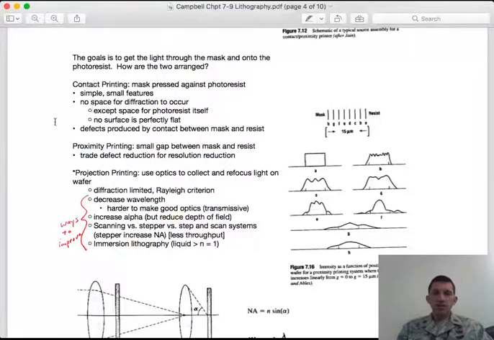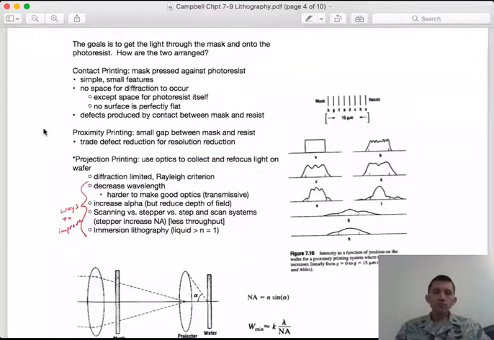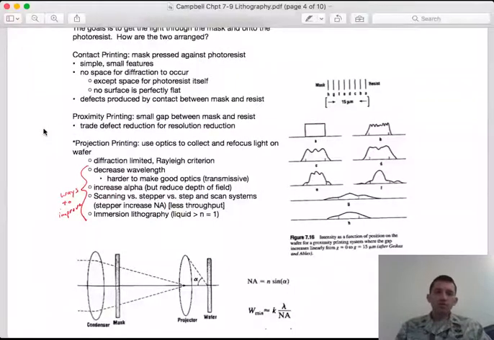And the defects will produce, say, dirt or points of contact between them that will produce a defect, right? So you'll have an area that is not what you intended.